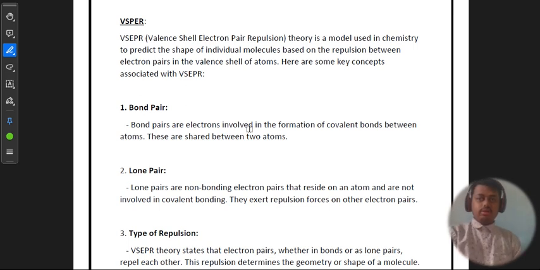The first is bond pair. Bond pairs are nothing but the electrons involved in the covalent bonds. These are the shared electrons between two atoms. Lone pairs are the non-bonding electrons in the valence shell. Here you can see that the lone pairs are the non-bonding electron pairs that reside on an atom that do not get involved in the covalent bonding.